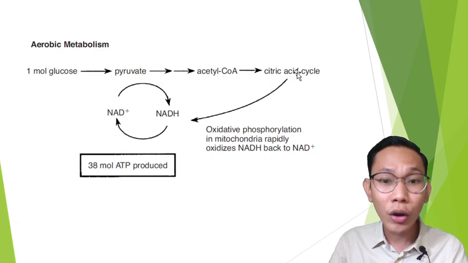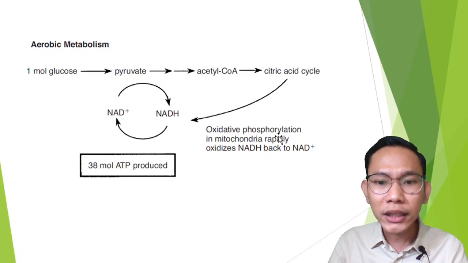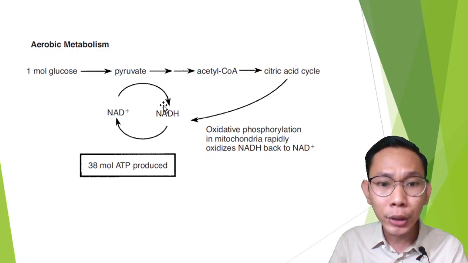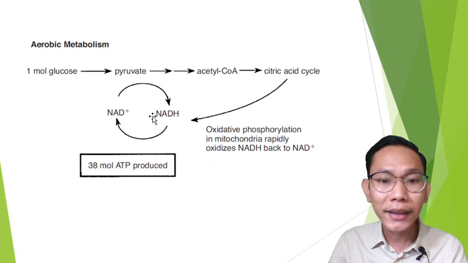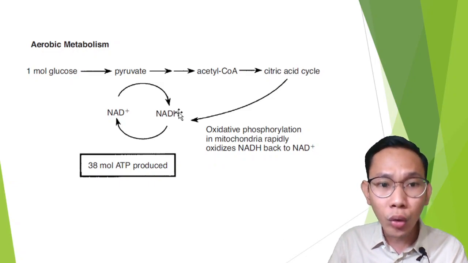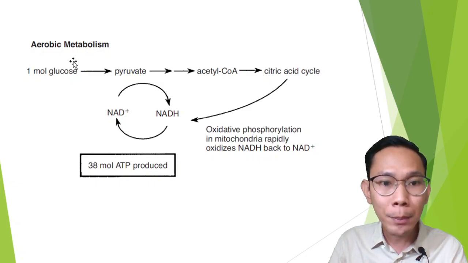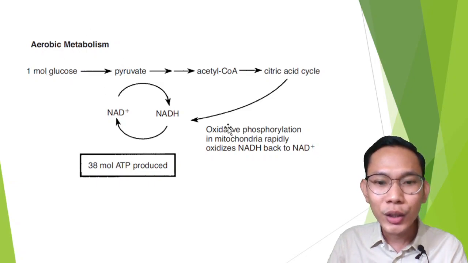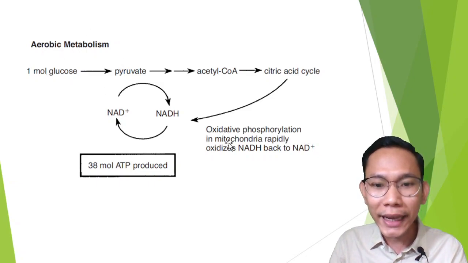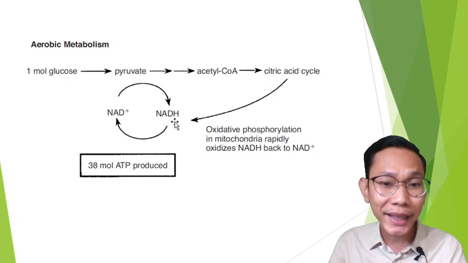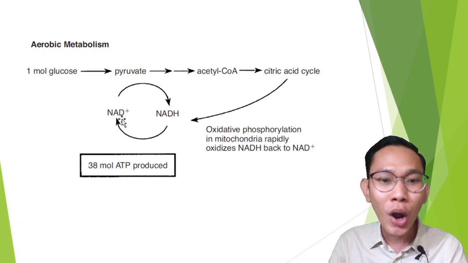Anong nangyayari sa ating oxidative phosphorylation? Yung oxidative phosphorylation sa ating mitochondria rapidly oxidizes. Remember, this is a reduced nicotinamide adenine dinucleotide. So, you have to oxidize this. Bakit nga? Pangalan niya, oxidative phosphorylation. Kaya ito ay tinatawag na aerobic metabolism. You need oxygen. So, oxidative phosphorylation in mitochondria rapidly oxidizes your reduced nicotinamide adenine dinucleotide into oxidized nicotinamide adenine dinucleotide.